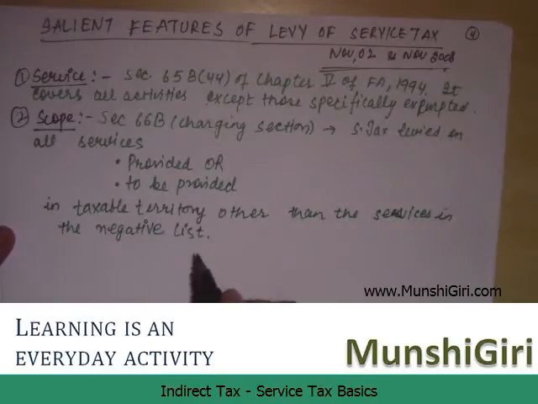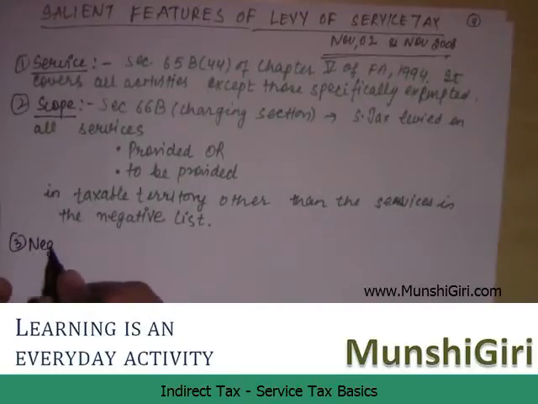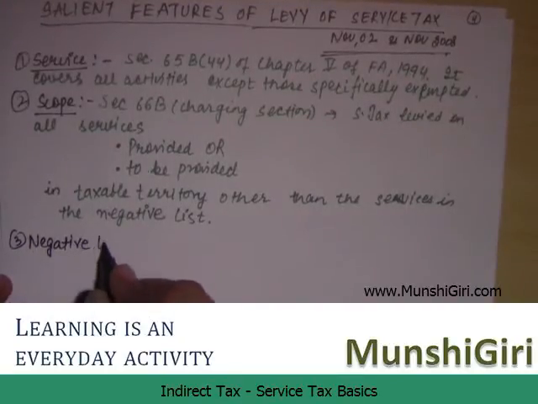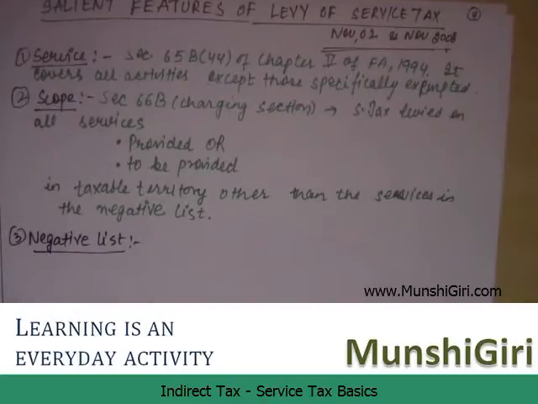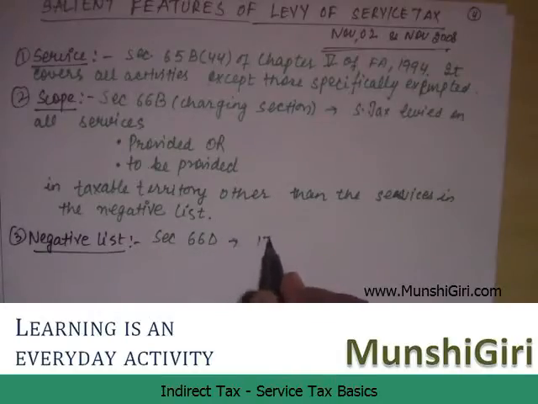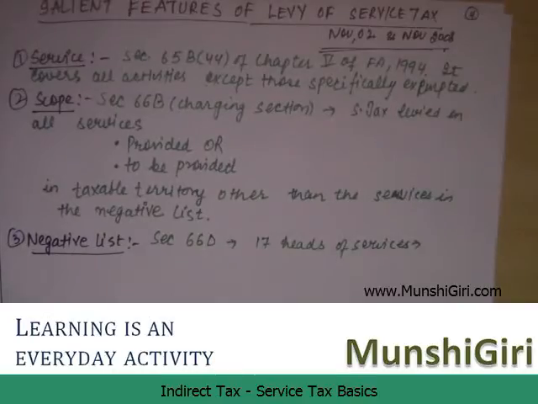Negative list is under section 66D. That we'll do later on. So let's just define negative list here. Section 66D, and 17 heads of services have been specifically specified in the negative list.